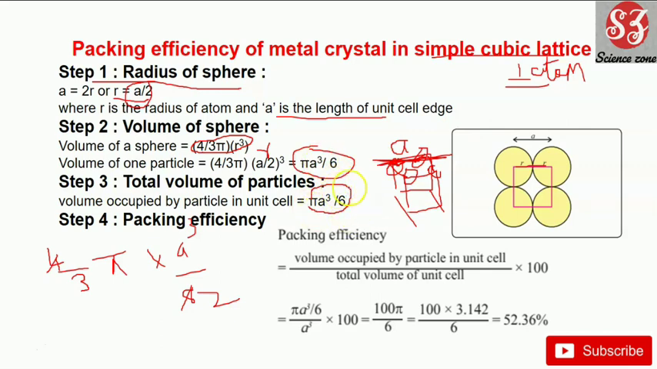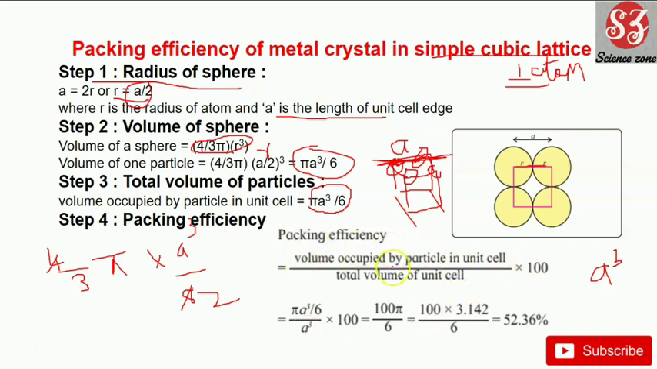So it is the same, pi a cube by 6. The total volume of particles over here is pi a cube by 6. Now talking about the packing efficiency. Packing efficiency is equal to the volume occupied by particles in the unit cell divided by the total volume of the unit cell. The total volume of the unit cell is a cube, because a cube has volume equal to its length cube, correct? Here the length is a, so a cube. Then multiply by 100.